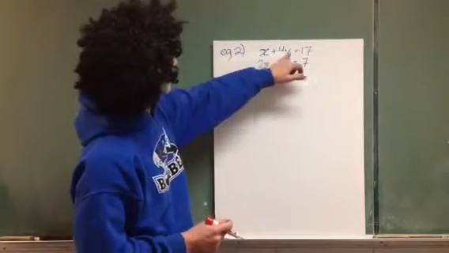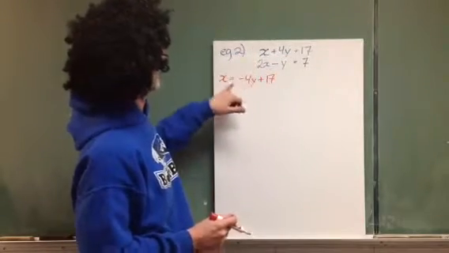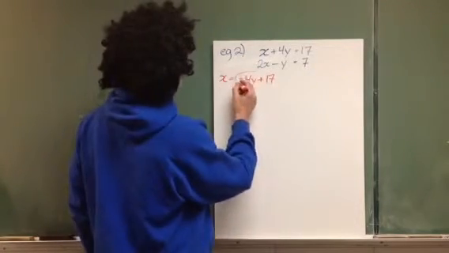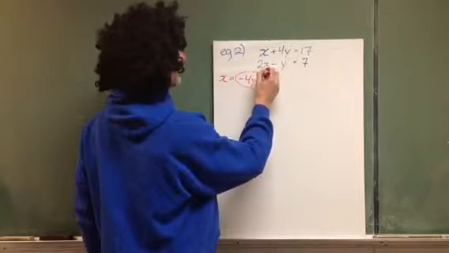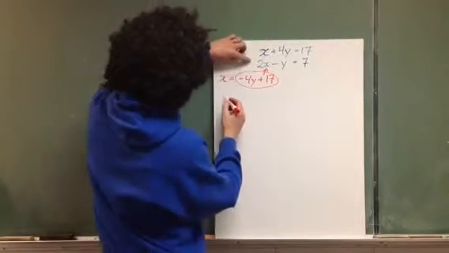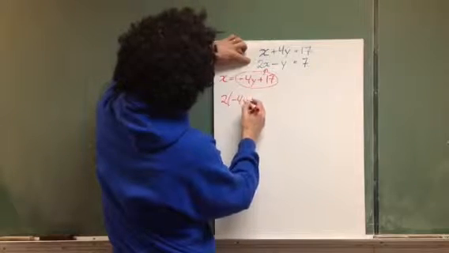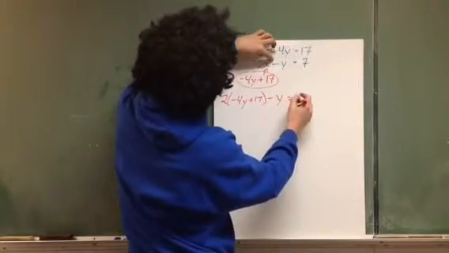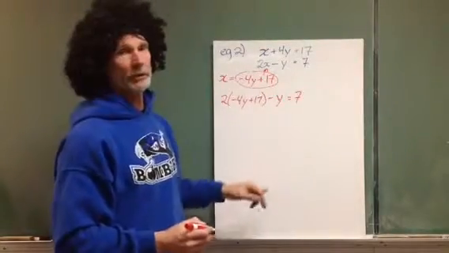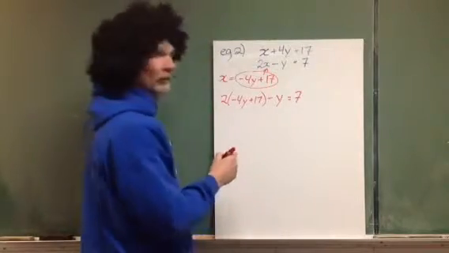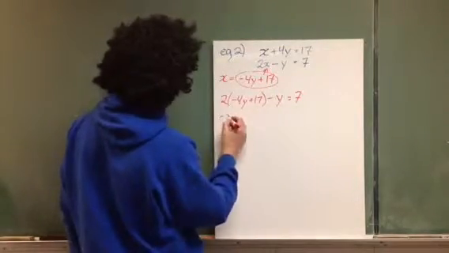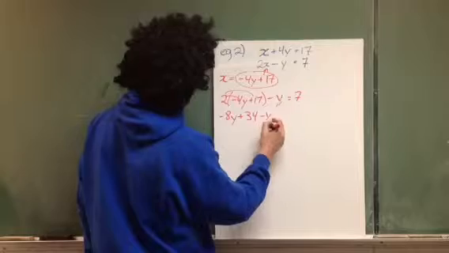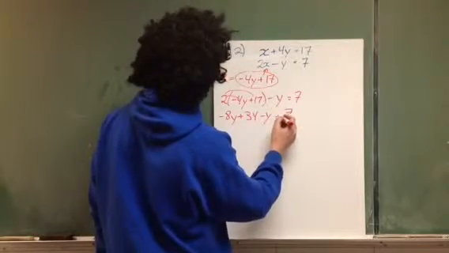Okay, so I brought this over as negative 4y, so there's the same equation as this, but it's just written for x. So now that I know that x is this value, I'm going to replace this x in that equation with that expression. So here we go. 2 times negative 4y plus 17. Okay, so that's in for here. Minus y equals 7. Now I have a single variable expression that I can solve with basic algebra. So here we go. This is negative 8y plus 34 minus y equals 7.